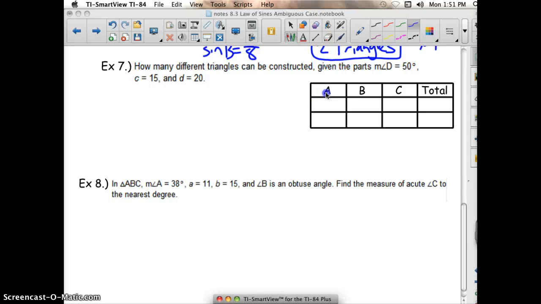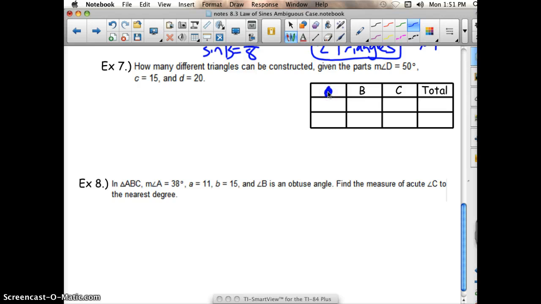So I'm going to have to change these letters. I'm going to change this to D, we'll make this C, and we'll make this E. It doesn't really matter what the letters are. You just want to use the ones that they give you. I could have used F or something. They gave me D's and C's, and I picked the third letter. The measure of angle D is 50 degrees. Little d is 20. Little c is 15.